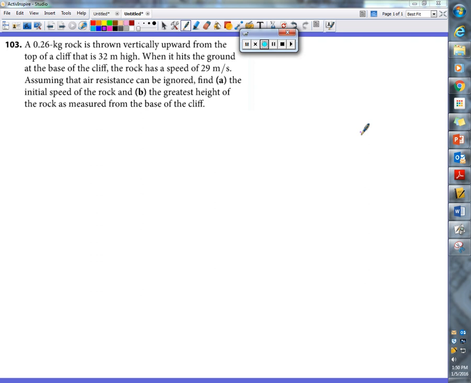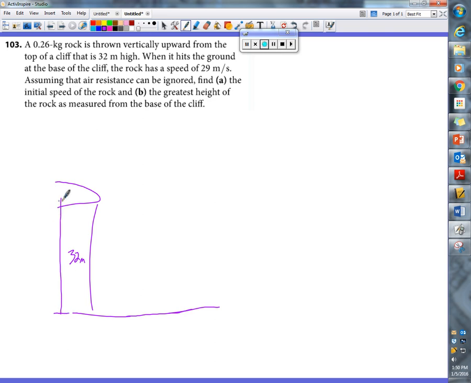Number 103, it says a 0.26 kilogram rock is thrown vertically upward from the top of a cliff that is 32 meters high. So here we have our cliff. It's 32 meters high. When it hits the ground at the base of the cliff, the rock has a speed of 29 meters per second. Assuming that air resistance can be ignored, find first A, the initial speed of the rock, and then B, the greatest height of the rock as measured from the base of the cliff.